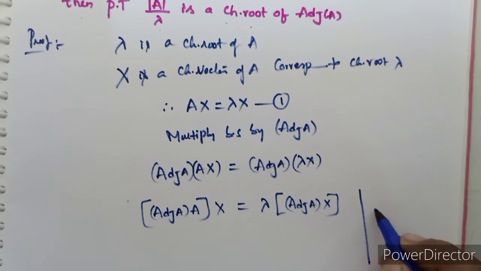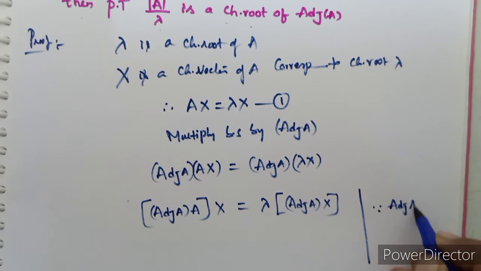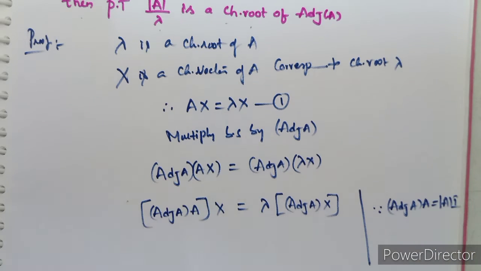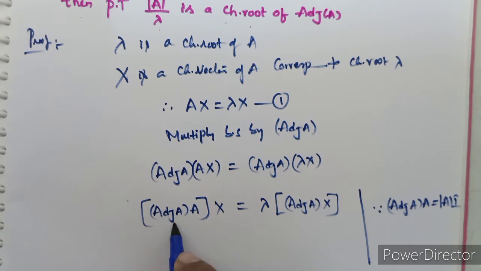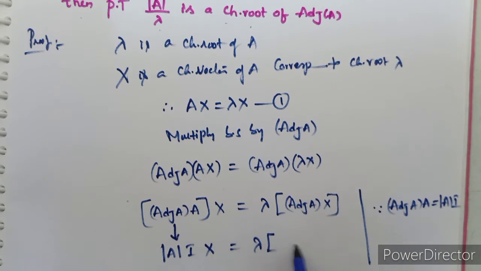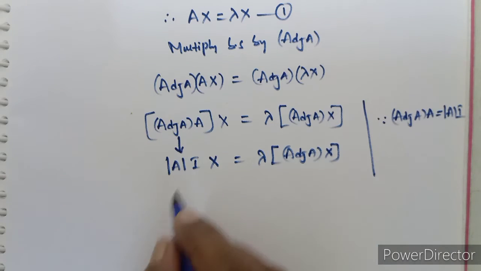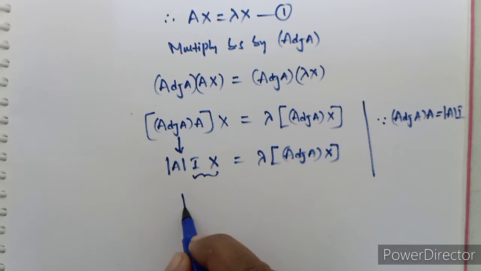Since we know adjoint A into A is equal to det A into I, so now I write this as det A into I, X equal to lambda times adjoint A into X. By identity law, I into X is X.